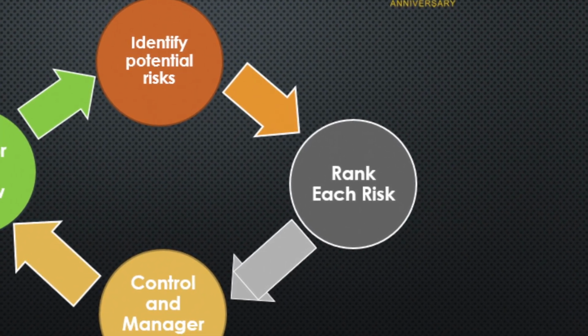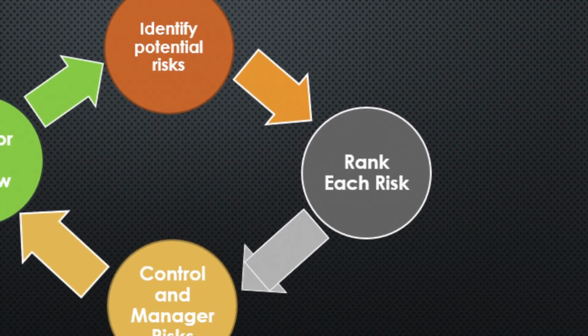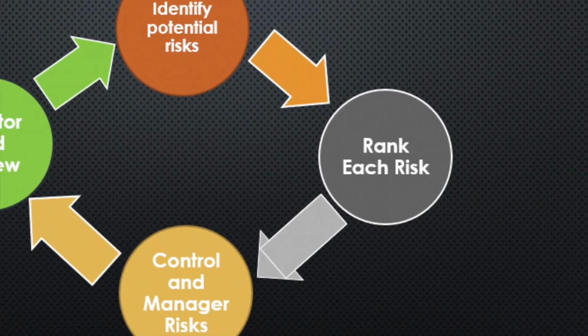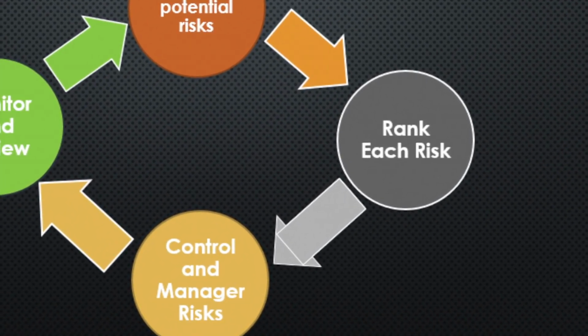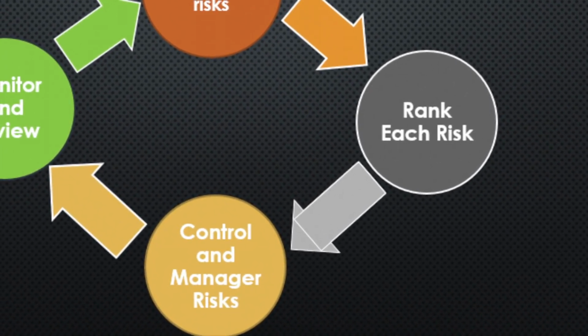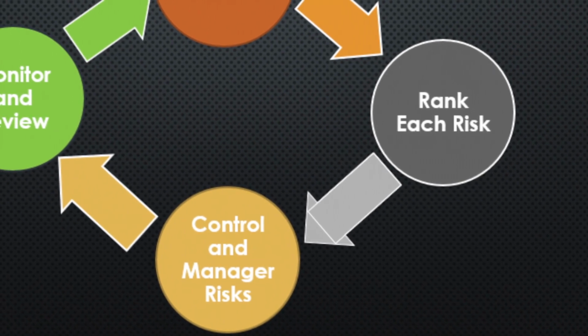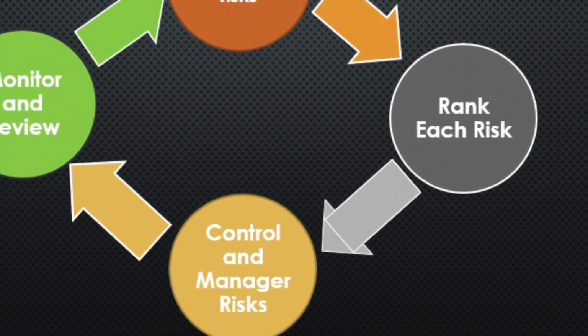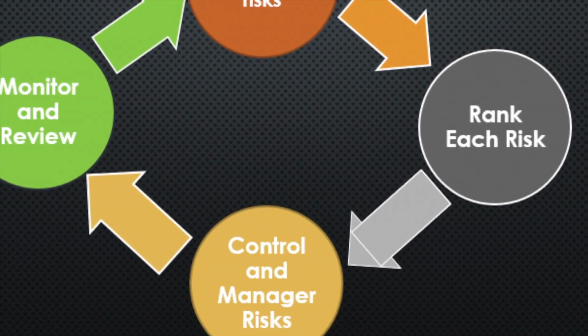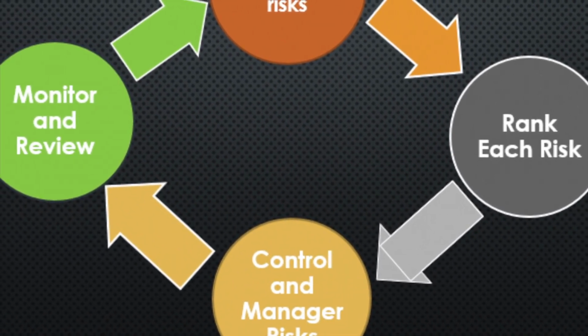Third step is controlling and managing the risks, assigning people who actually own the risk and who is responsible for maintaining a safe environment for the child with regards to that particular action. And the fourth step then is monitoring and reviewing. So are the controls and are the actions effective in terms of what your club is trying to implement?